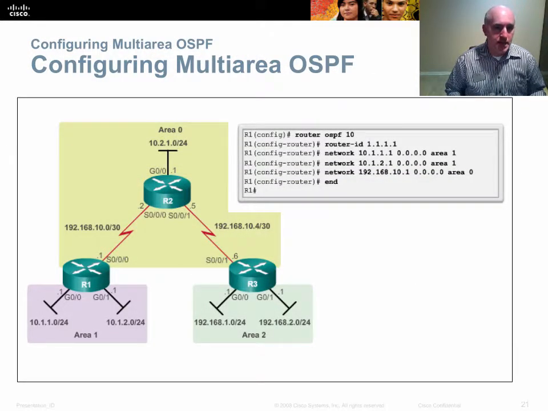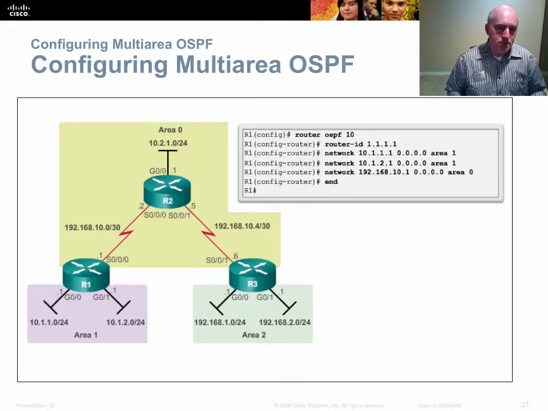So for example, if we were configuring it here on router one, we would start by doing router OSPF 1 or 10 or 5. Remember, that number is a process ID and it's locally significant only. So you can use any number you want. And then we need to assign router 1 a router ID. And this router ID is used for various elections, like electing a DR and a BDR on multi-access links within the area. And then we are going to assign the networks. In this case, we're assigning the two Ethernet networks to Area 1, and we're assigning the serial link to Area 0, as you can see here. And that's pretty much it.